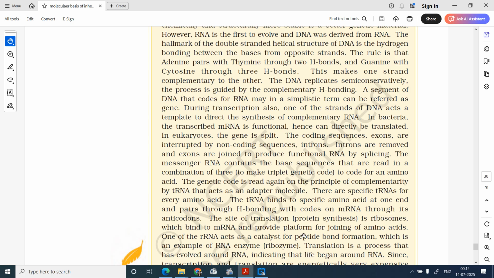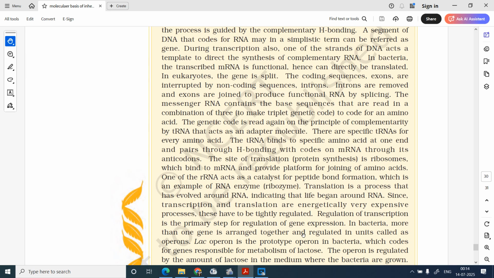The tRNA binds to a specific amino acid at one end and pairs through hydrogen bonding with codons on mRNA through its anticodon. The site of translation, protein synthesis, is the ribosome, which binds to mRNA and provides a platform for joining of amino acids. One of the rRNAs serves as a catalyst for peptide bond formation, which is an example of an RNA enzyme, ribozyme. Translation is a process that has evolved around RNA, indicating that life began around RNA.